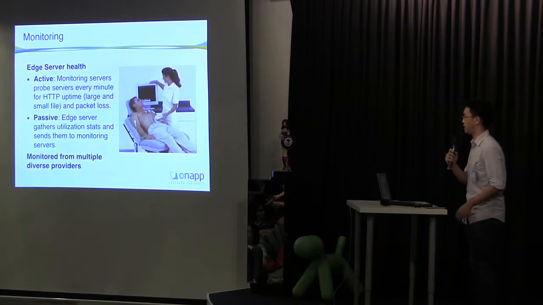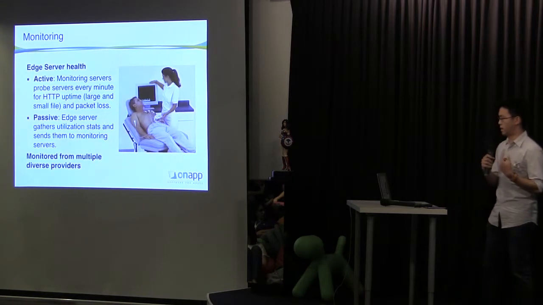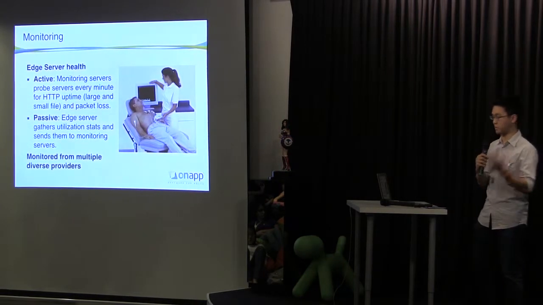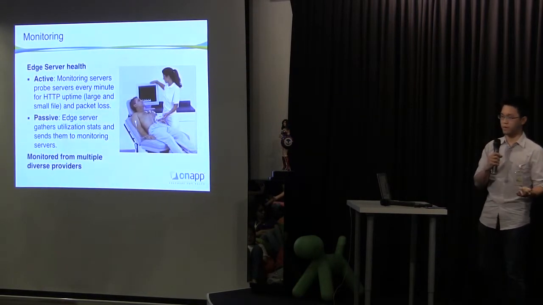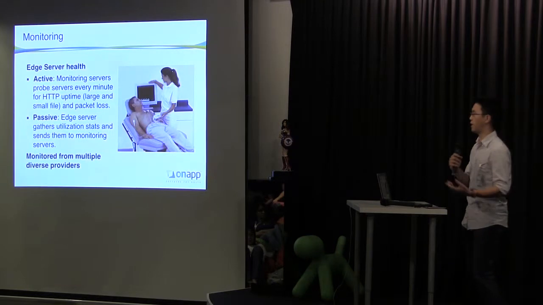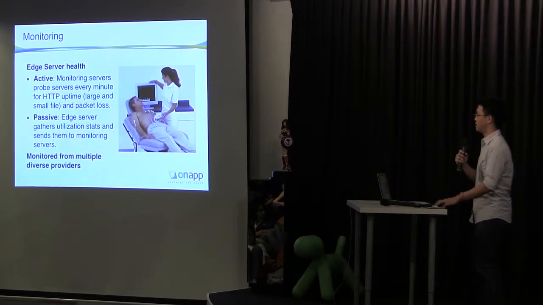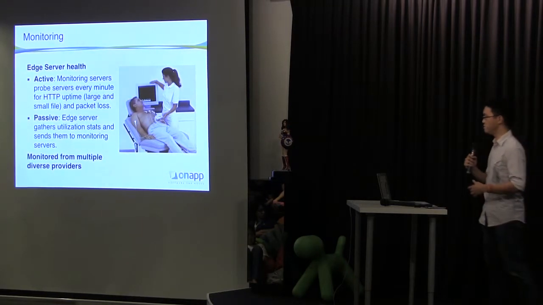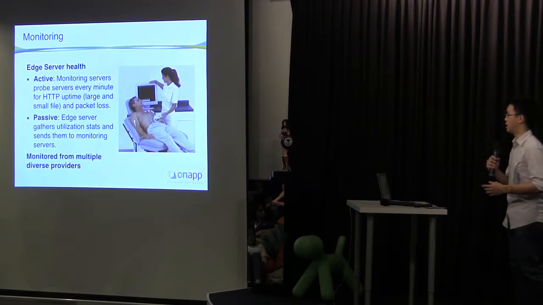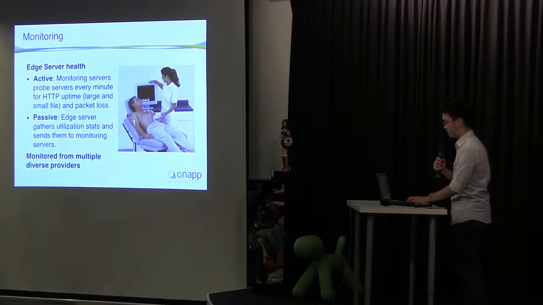So for monitoring, we monitor from multiple providers. These servers would probe the edge servers to check whether their HTTP server is running, and whether there's any packet loss to them. And if the edge server has multiple IPs, we need to monitor all of those IPs, because if a provider happens to null route one of the IPs, it's not good if we were to send visitors there. And passive monitoring is the edge server sending UDP packets to our DNS servers about their utilization. So from what I said earlier, the load and the network bandwidth mostly.